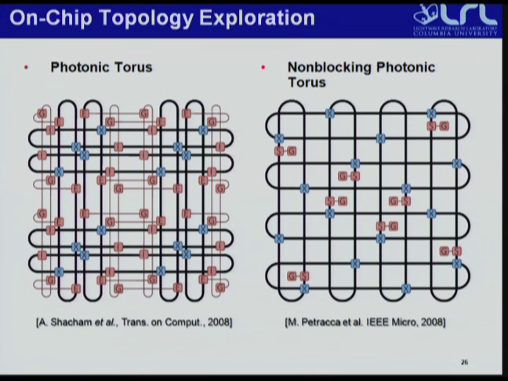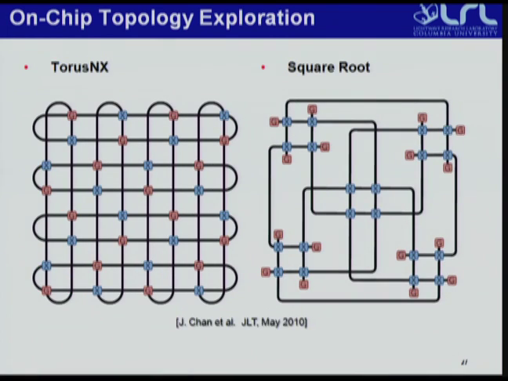A few years ago, our group came out with a design for a photonic torus. You can see the blue rings are the main torus lines, and the red ones are injection and ejection out of those toruses into the gateway. A little later, one of our colleagues came up with a non-blocking photonic torus. It basically uses much more resources, much more waveguide crossings, to get non-blocking connectivity out of the network. And then this year we came out with some more topology exploration, basically minimizing insertion loss and minimizing the number of routers and switches in the network.